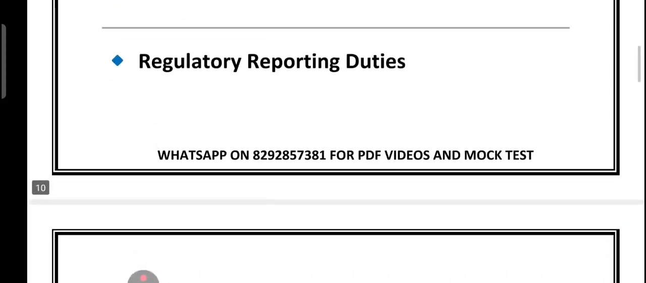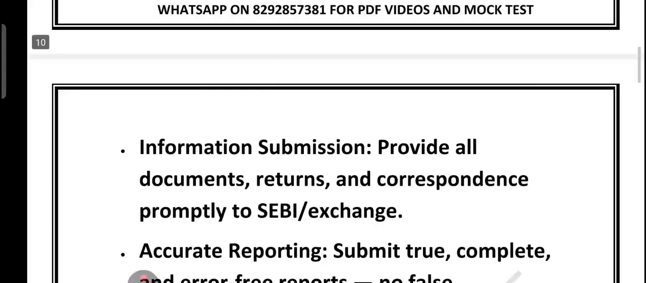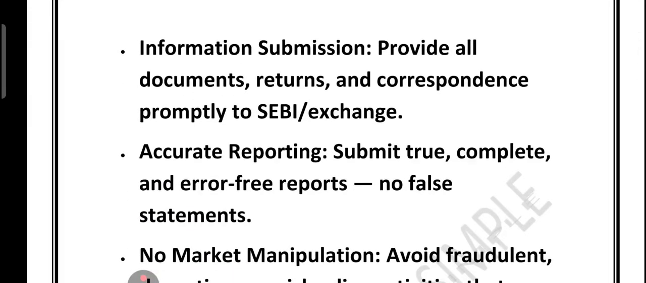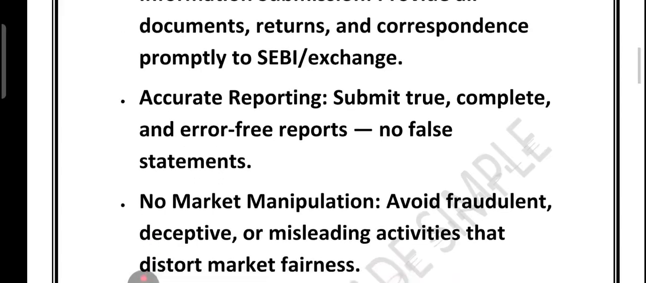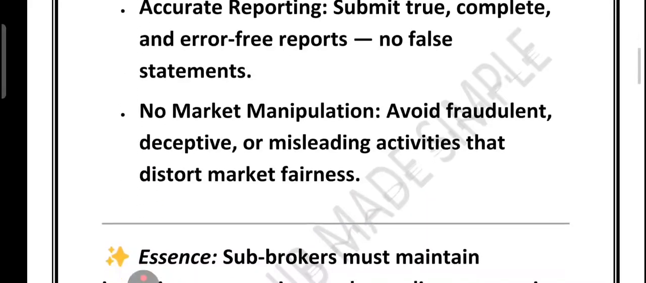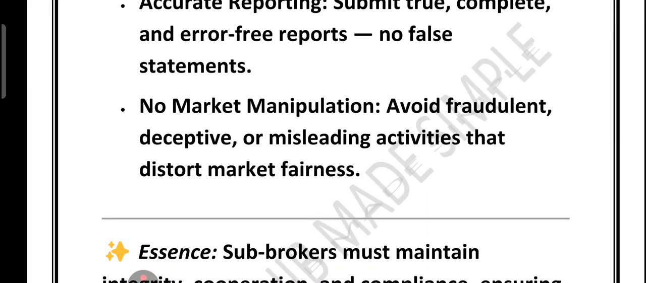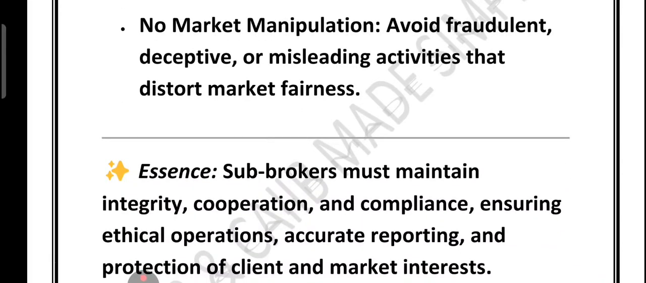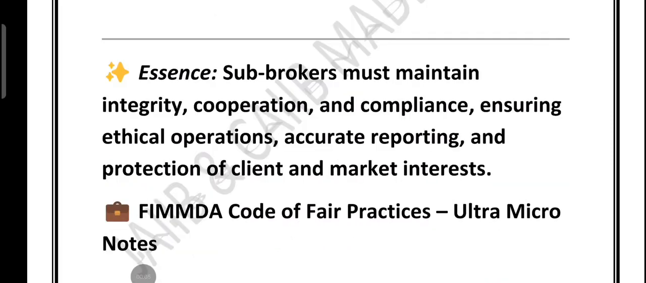Moving on to regulatory reporting duties. A sub-broker must provide all the required documents, returns and correspondence to SEBI or the exchange on time. Every report must be accurate, truthful and complete. Submitting false information is strictly prohibited. And of course, no manipulation. They must stay away from any fraudulent or misleading conduct and ensure compliance at all times.